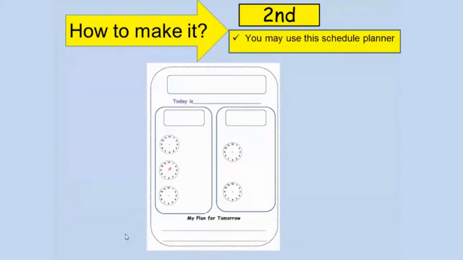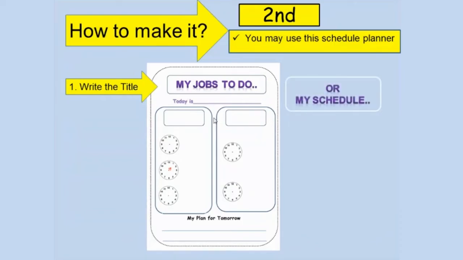Okay, the second option, you may use this schedule planner. It will be provided for you if you decide not to use something else at home. You can just use this schedule planner right away. You need to write the title, example, my jobs to do, or you can just write my schedule. Example, today is Monday. And then draw the schedule and time.